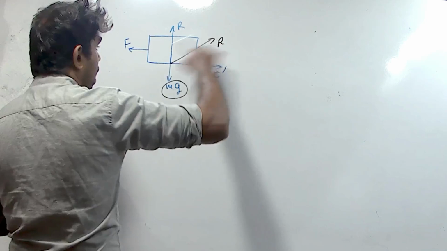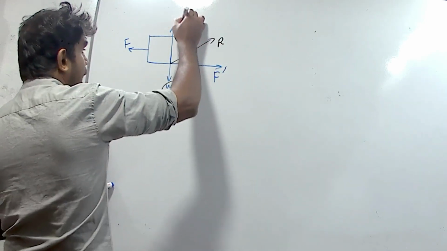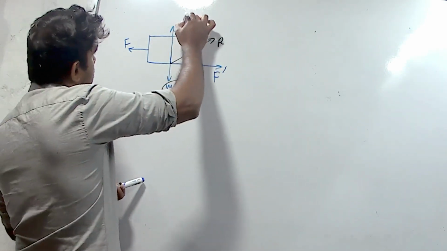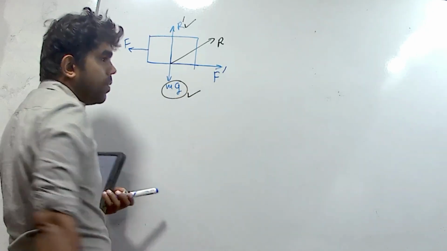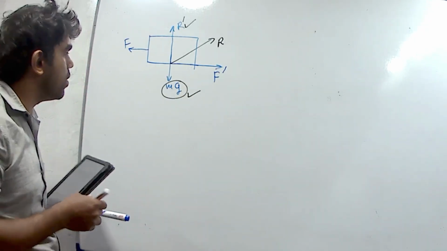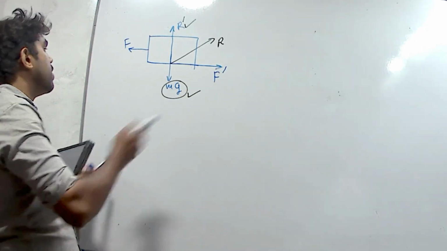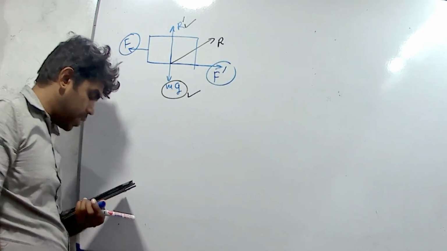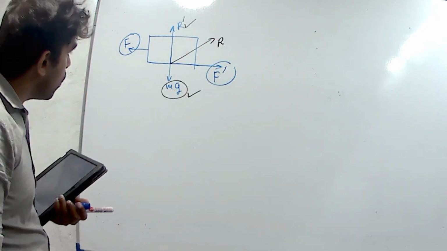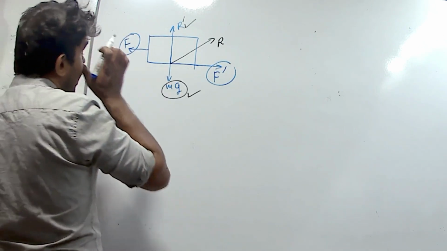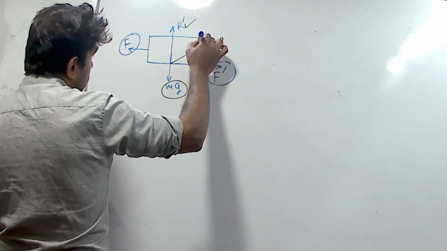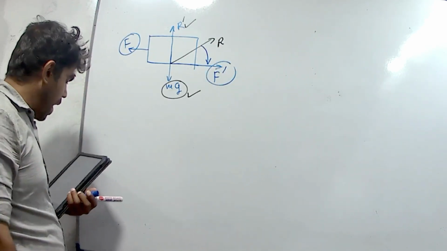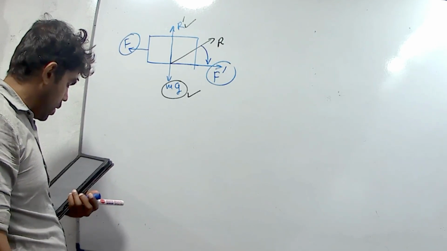It is marked as R, then I will consider the reaction as R dash. Now we know that R dash is equal and opposite to mg. It is constant, it is not changing. But this F value is increasing and becomes a constant. Therefore, the resultant force should be near to the F dash force and it should be constant.